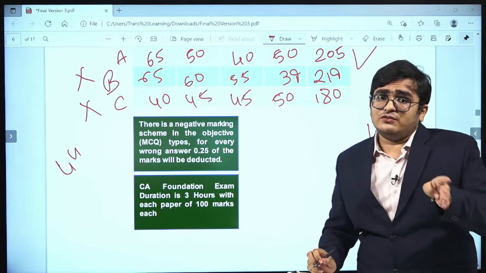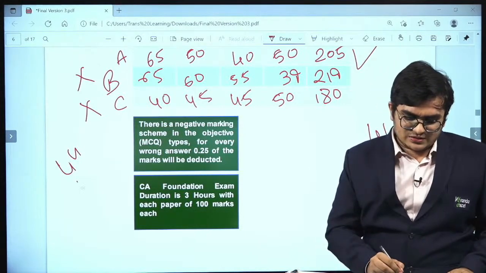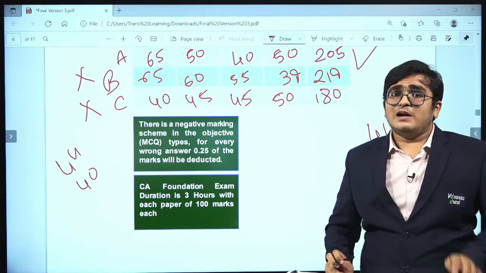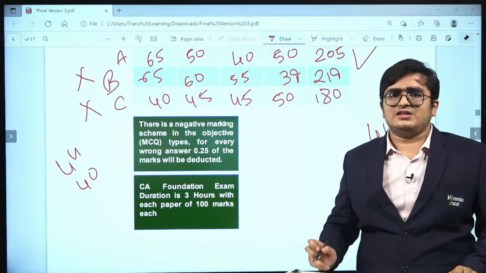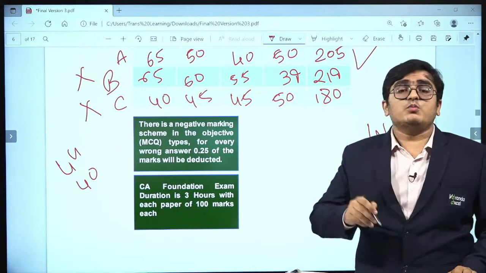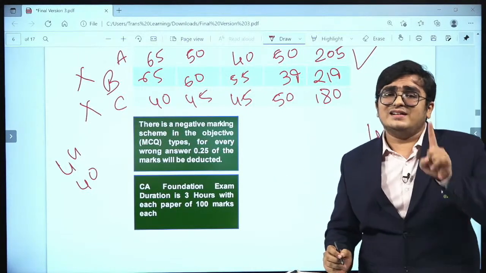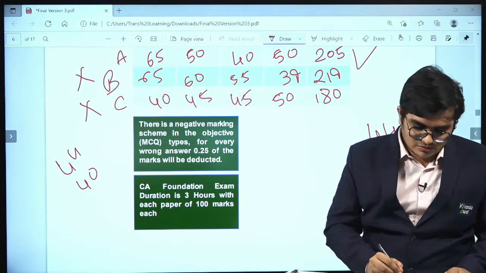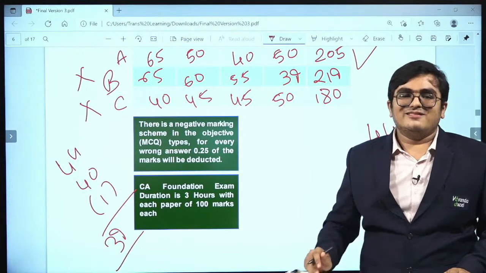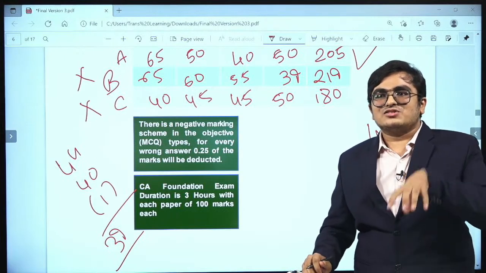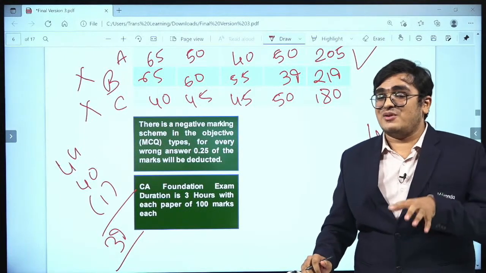Okay, 40 of them were right. So what will be his marks? 40. But 4 questions were wrong. So now 0.25 marks per question will result in a deduction of 1 mark. So what will be his total? Which will stop him from clearing his CA foundation exam.